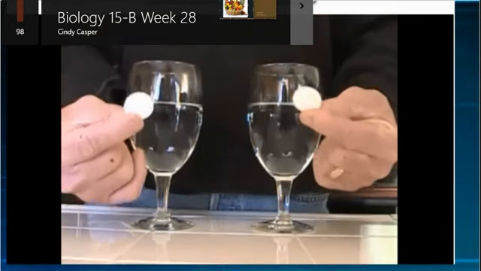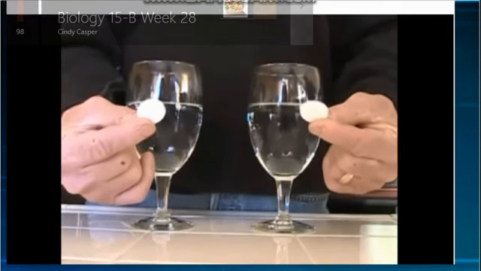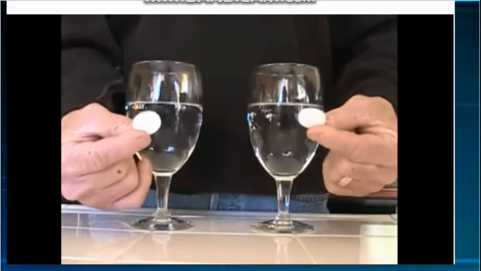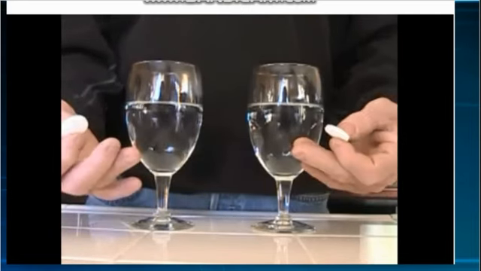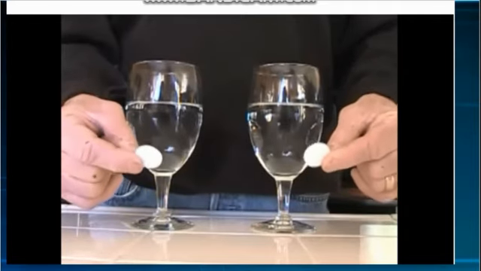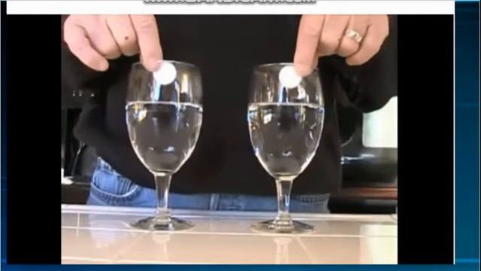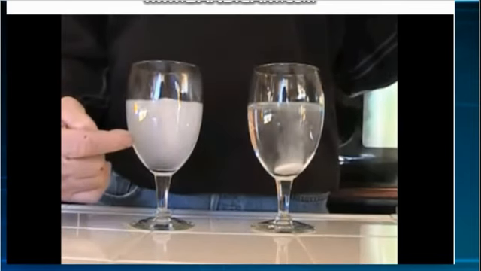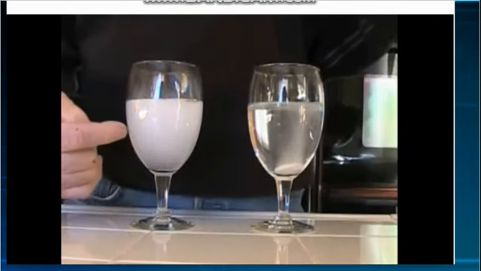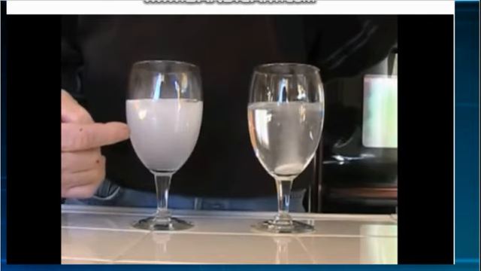You'll also need 2 effervescent tablets. We're going to drop the tablets in the glasses. Which do you think is going to react faster? The one on your left, which is hot, or the one on your right, which is cold? Guess it's hot. Oh, wow. As you can see, the one on the left is reacting much faster. It's the hot water. It's almost done dissolving at this point.